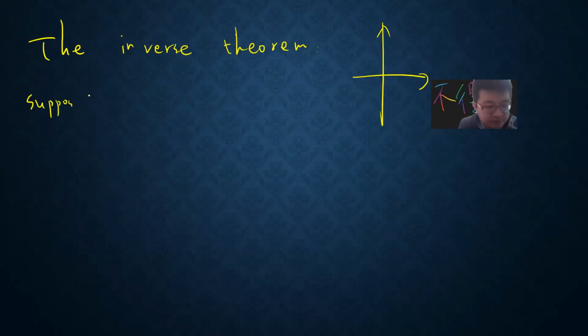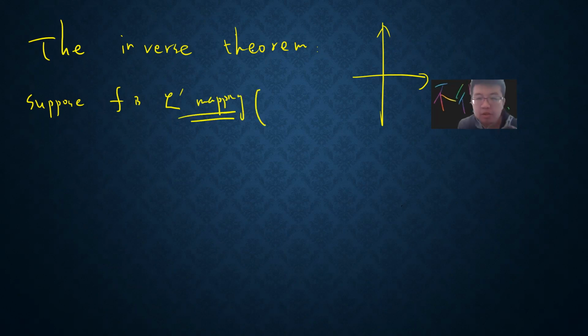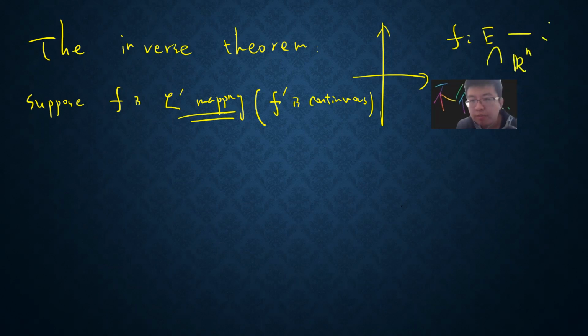Suppose f is a C1 mapping. This is notation I invented previous time, but basically it just says that f prime is continuous, so the differentiation is continuous. Remember that. Now f is defined on an open set, mapping between Rn and Rm. So f is a multivariable function, and differentiation means, as I already said, a linear transformation.